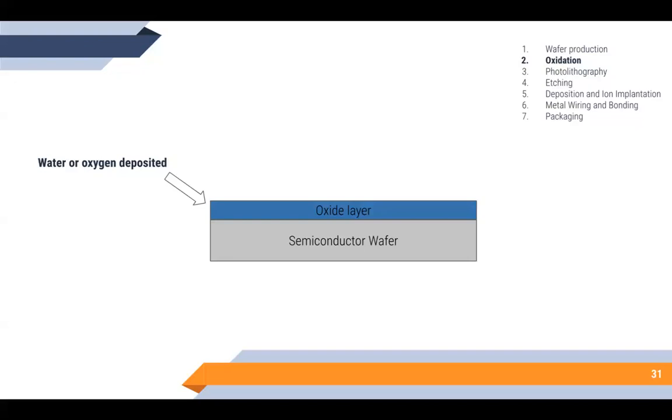First, wafers go through the oxidation process, hence the name. Oxygen or water vapor is deposited on the wafer surface to form a uniform oxide film. This film protects the wafer surface during the following manufacturing steps. As seen in the slide, here's an example diagram showing the semiconductor cross-section.